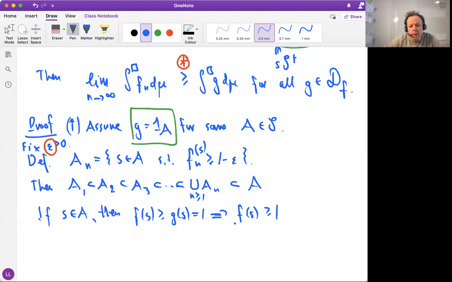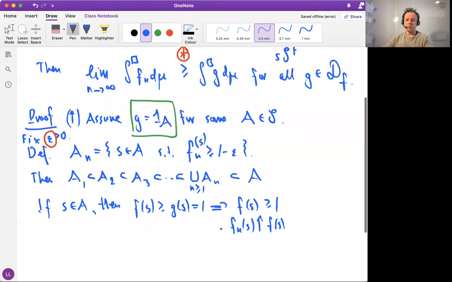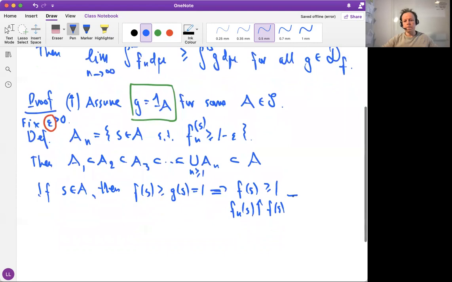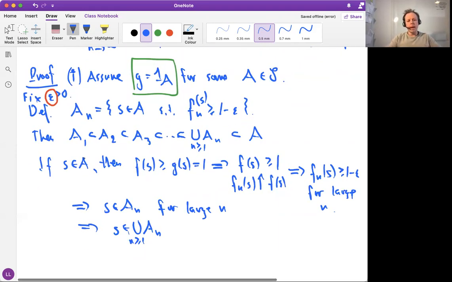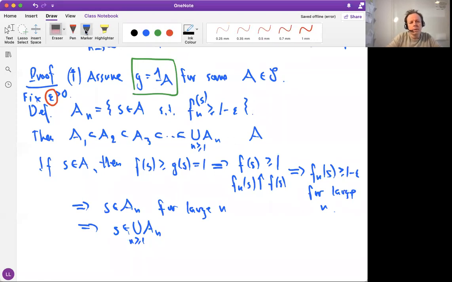And then we also recall that fn(s) is increasing to f(s) by this assumption about these fn's. So the conclusion is that fn(s) must be at least 1 minus epsilon for large enough values of n. So that means that s belongs to An for large values of n. That means that s belongs to the union of the An. What did we do? We proved that if s is in A, then s belongs to the union. So it was an inclusion, but actually it is equality. So this union is equal to A. That's important here.